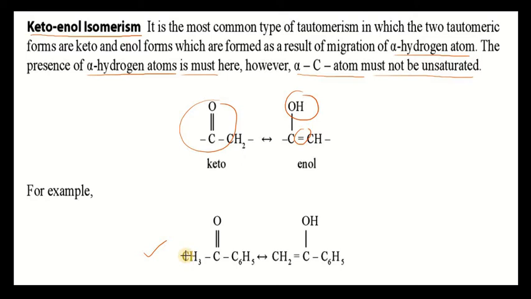In this, we have CH3COCH3. A dynamic equilibrium exists, and here we are observing a triad system. In this, the alpha hydrogen on this carbon is moving towards the double-bonded oxygen. So this is keto, this is enol. This is keto, this is enol.